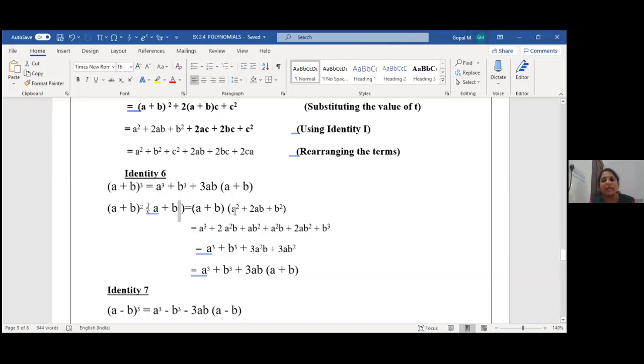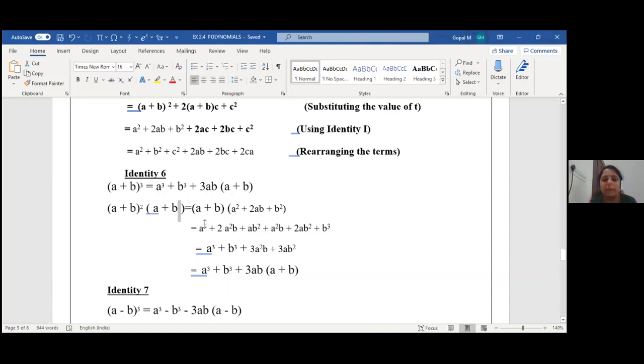From a, I'll multiply the entire trinomial. From b, I'll multiply the entire trinomial. This expression derivation we will not ask in the exam. I'm just explaining so that you people get to know how we are getting this identity. That is the purpose I'm explaining it here. Am I clear, children? So you should know how we are getting this identity.